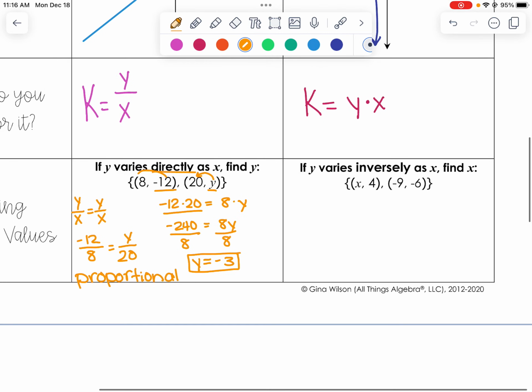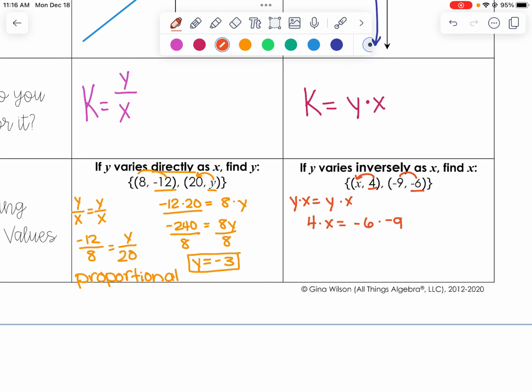When we do the inverse variation, on the other hand, think about that as your y times x is equal to your y times x. So our y value is 4 times x. We would write 4x. Our y value times x would be -6 times -9. We can multiply and multiply, and we get 4x is equal to 54. And then last, we would divide both sides by 4 and get x equals 13.5. You can just leave that one as a decimal since I didn't give you any fractions in the original problem.